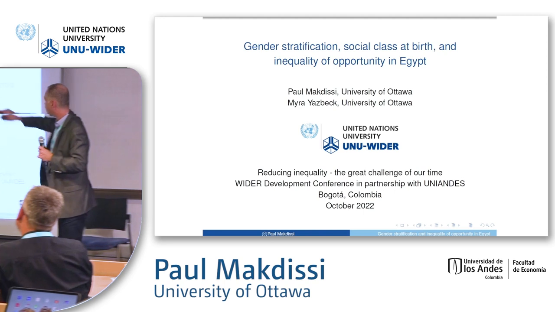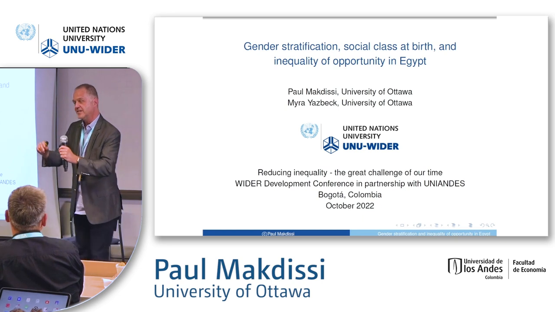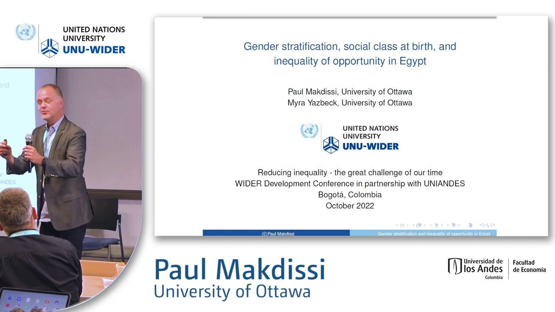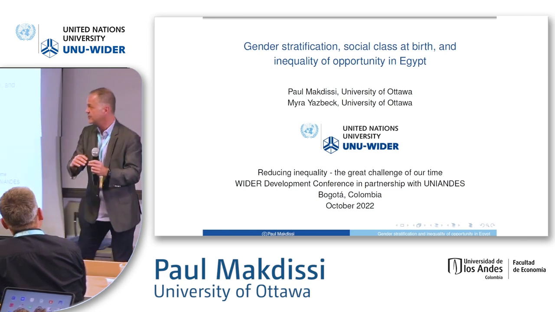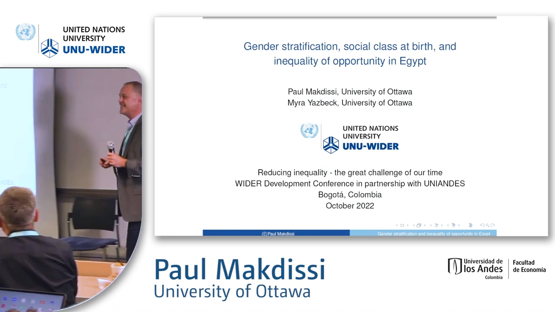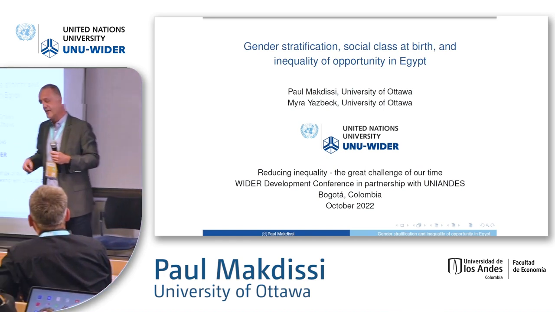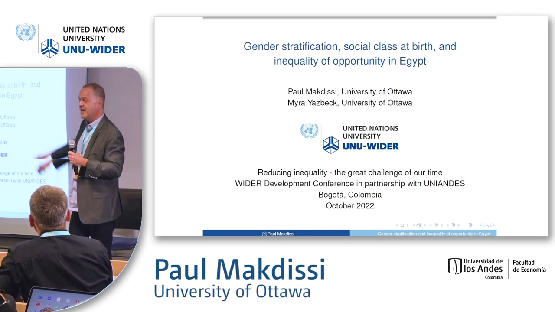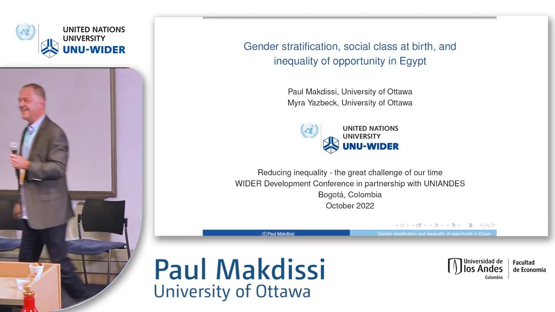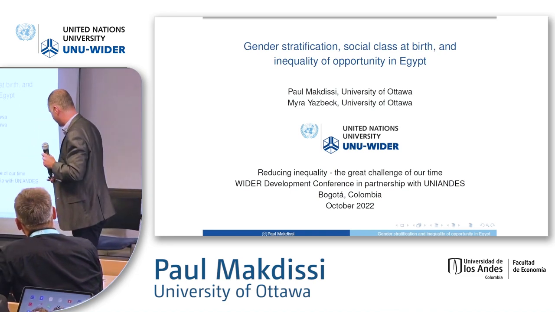So I will talk about gender stratification, social class at birth, and inequality of opportunity. Our objective here is to look at the evolution of inequality of opportunity and to split it into two components, one due to gender stratification and the other due to social class at birth. In order to do this, and I hope you'll cope with me, we need to present a measurement framework. So there will be some methodology. I will keep it as soft as possible. I will display the math, but I will talk in words. And I've prepared a few graphs to explain what I have in mind.